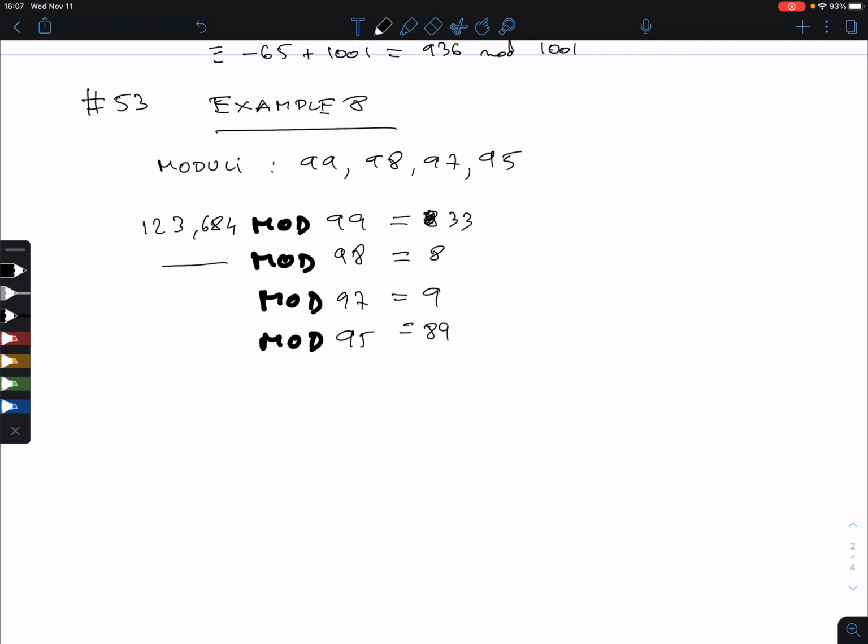So what is the advantage here? The advantage is that this number, which is a 6-digit number, can be represented by this quadruple of remainders, because the Chinese remainder theorem says there is a unique solution, at least less. If these are the moduli, so M1, M2, M3, M4, and the remainders, we're going to do this, right?